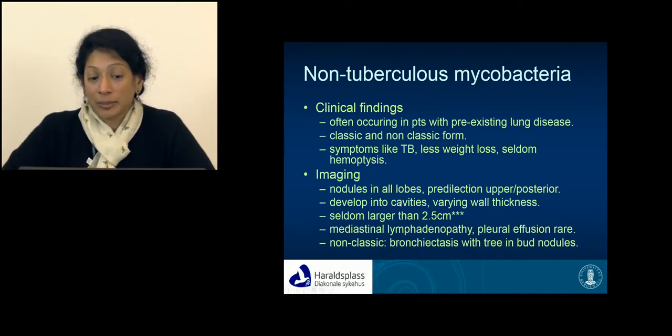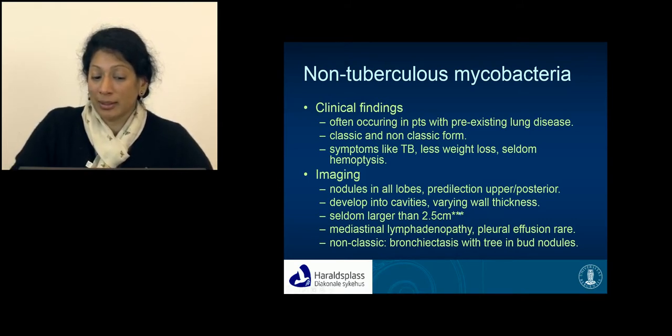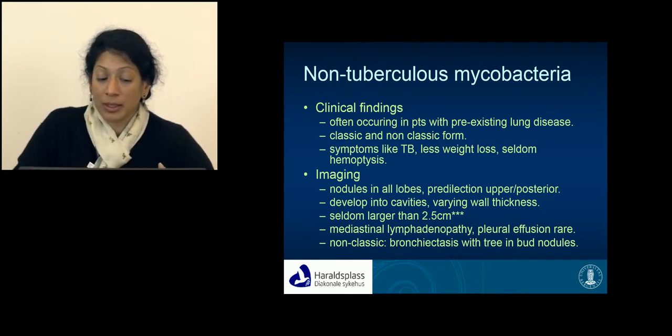So non-tuberculous mycobacteria are very similar to TB, but the one thing that does change in the symptoms is that they do not have, or are less likely to have hemoptysis, and they also have less weight loss. It often occurs in patients with pre-existing lung disease, and you have a classic and non-classic form. The non-classic form does not have cavities. On imaging, nodules in all lobes are seen, but there's a predilection of upper and posterior lobes, or parts of the lobes. They develop into cavities with varying wall thickness.